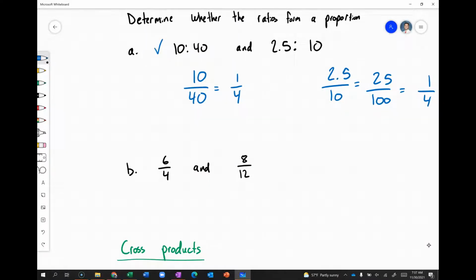Example B. Now, my hope would be that you have the number sense here to see that 6/4 is greater than 1 whole and 8/12 is less than 1 whole, so you don't even need to do the work. But just for practice, let's look at this. So 6/4, if we were to simplify this, dividing them both by 2, we would get 3/2. Whereas with 8/12, if we divide those both by 4, we would get 2/3. Those are not equivalent, so this is not a proportion.